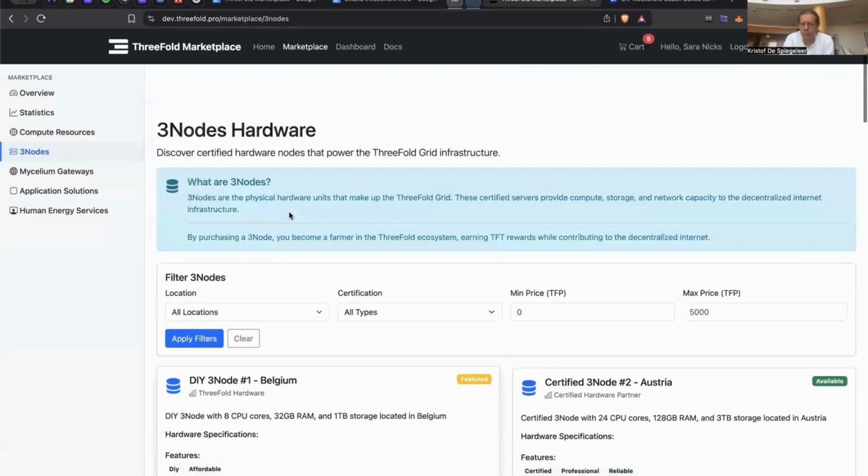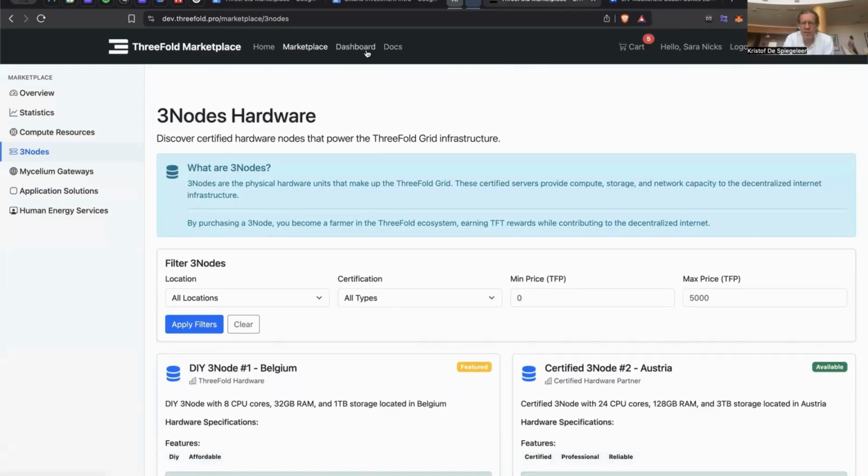Yeah, looking forward to your feedback. We hope that this tool will be ready somewhere in summer. It will then get connected to the ThreeFold grid, and it will make our network go commercial.